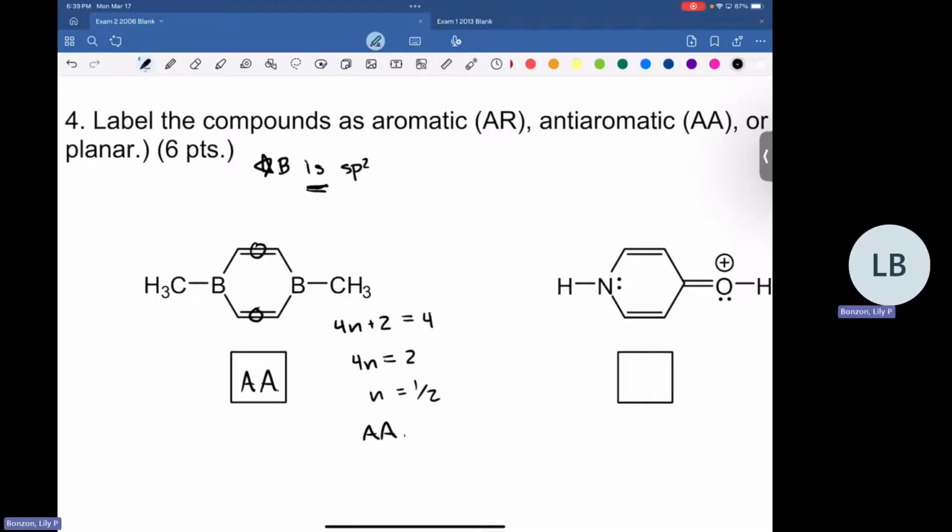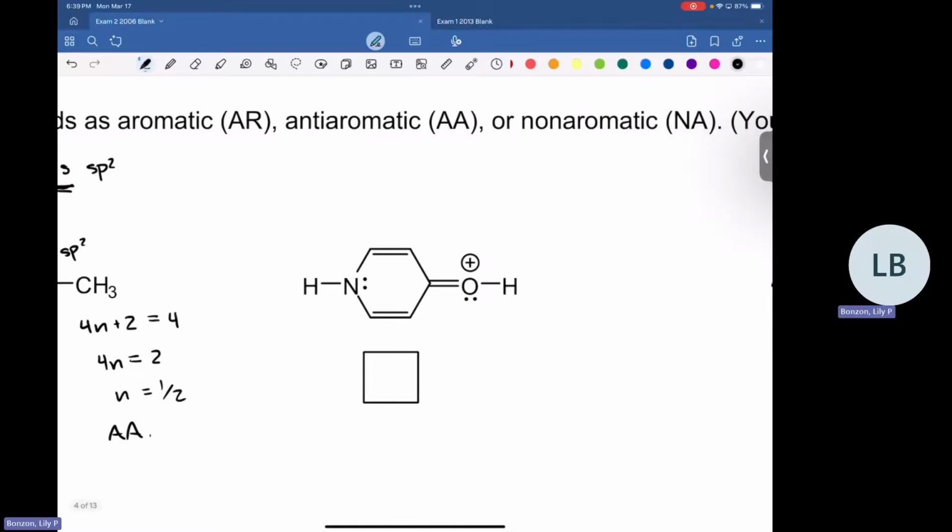So just make sure that you double check. I don't have any other lone pairs that I could resonate with. Again, boron is sp2, so it's not an sp3 atom to make it non-aromatic. So this one's kind of stuck being anti. That's not very good, but there's no other structures that we could have.